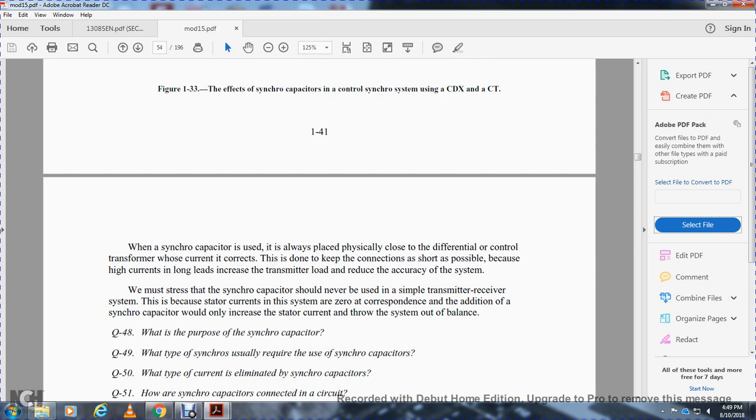Alright, when you use synchronizing capacitors, you must always physically check the current flow with the differential control transformer to be sure the current is correct. This is done by making the connections as short as possible, since a high current along with the heat increases the load on the transmitter and reduces the accuracy of this system.